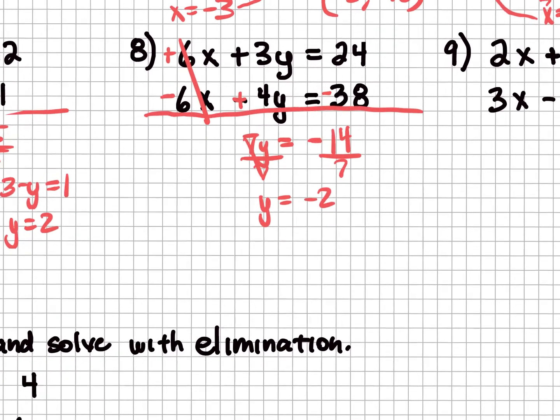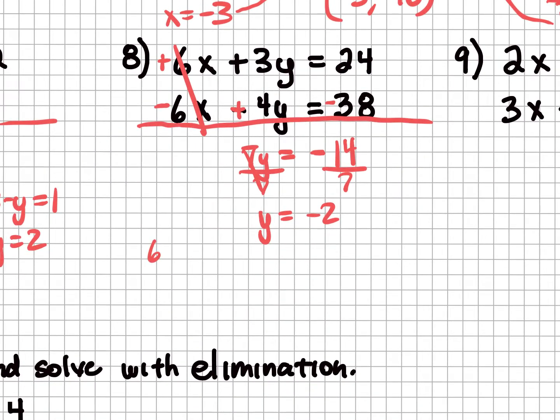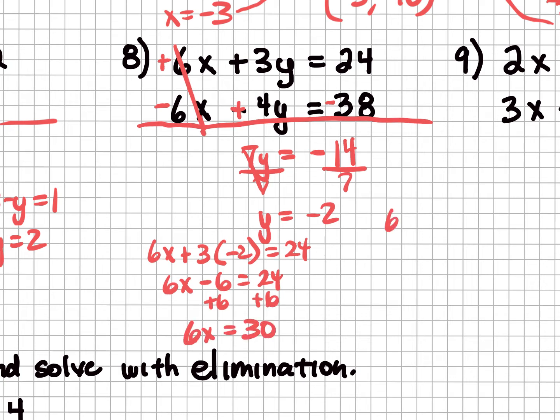All right, now I'll go plug this into 6x plus 3 times negative 2 equals 24. So 6x minus 6 equals 24. I'm going to add 6, 6x equals 30. I'm going to divide by 6, and x equals 5. So this was 5 comma negative 2.